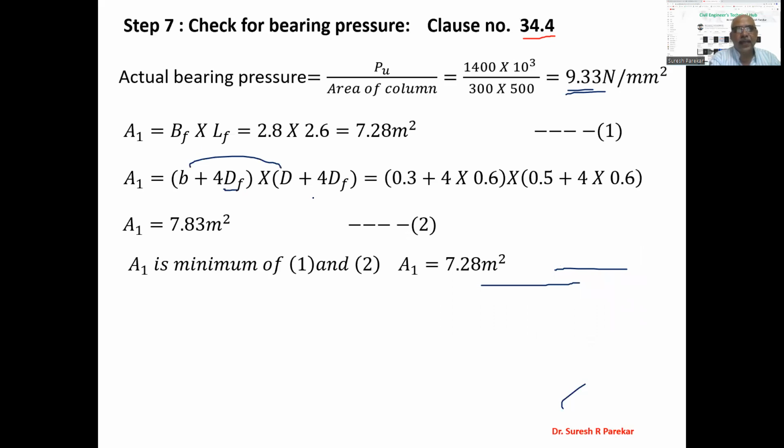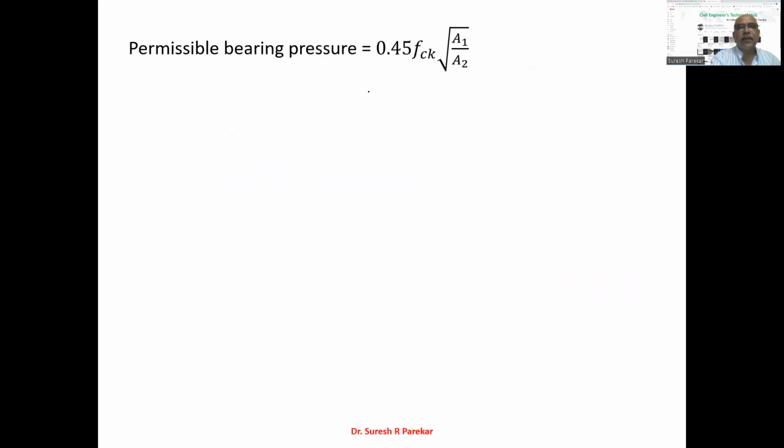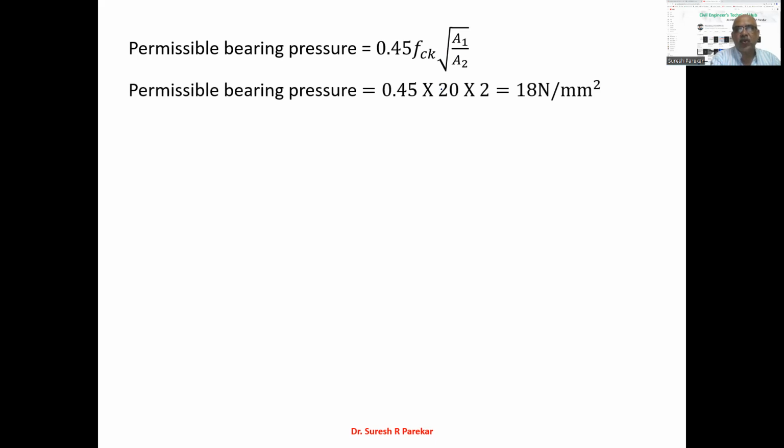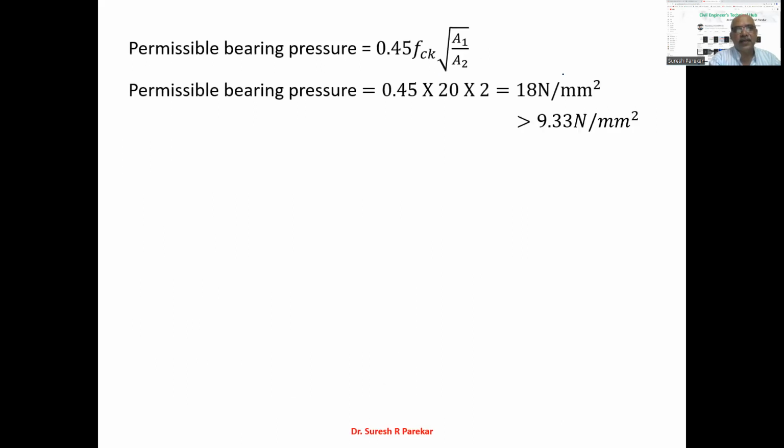Then A1 is the minimum of 2, so it will be 7.28. Then A2 is B into D, that is the area of column. And from this you have to see this value: if greater than 2, then we have to take 2. In maximum 99.99% of problems, this value is 2 only. Then we have the permissible bearing pressure, that is 0.45 fck root A1 by A2, which is 2, and this is 18 Newton. This is the permissible bearing pressure, 18. And actually we have calculated 9.33, and this will be greater than that, so this is also satisfied.